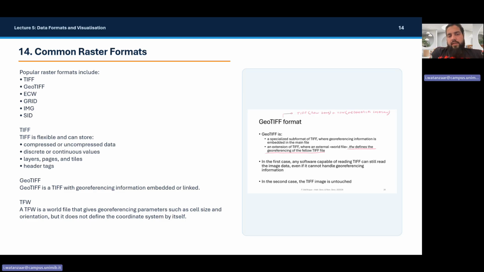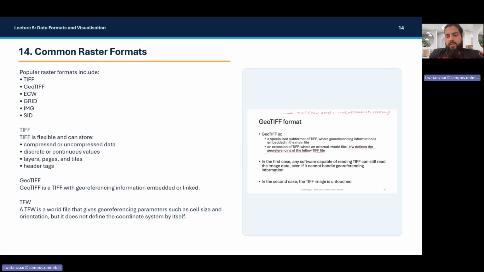So here we have some of the common raster formats. We discussed that the raster format is basically used by remotely sensed data in optical remote sensing, which is really important. It is in the ordinary pixel format of rows and columns. So the famous formats are TIFF, GeoTIFF, ECW, GRID, IMG, SID. From these, we have discussed some of them, like TIFF.